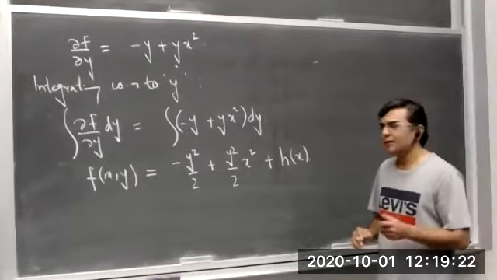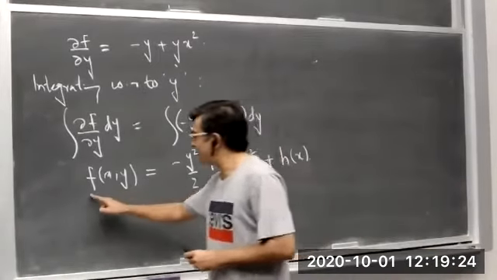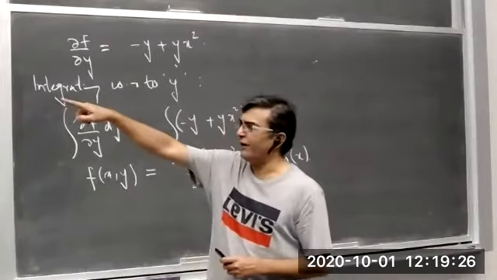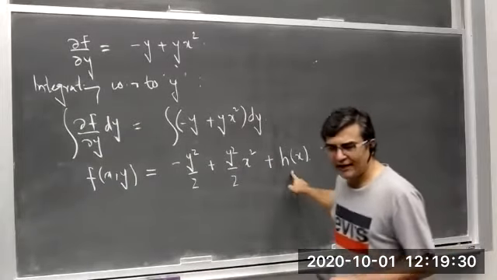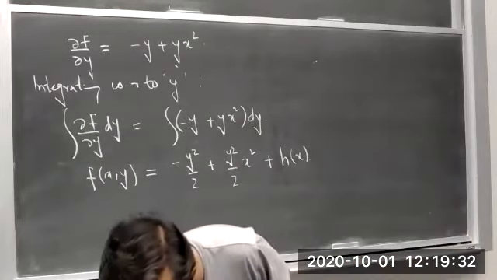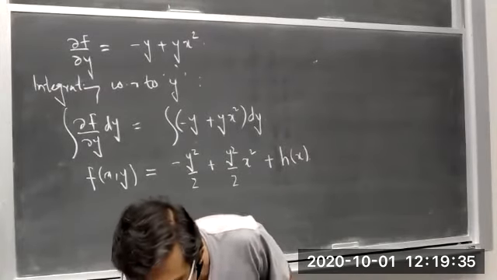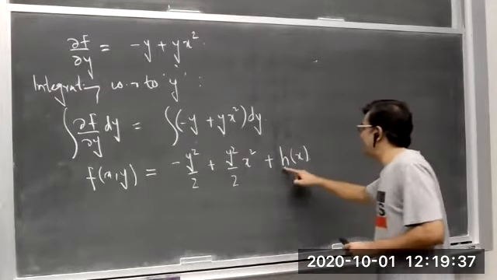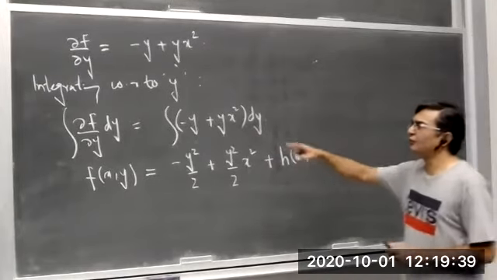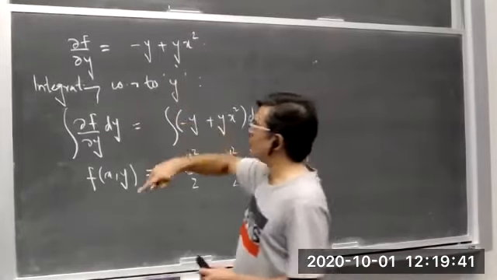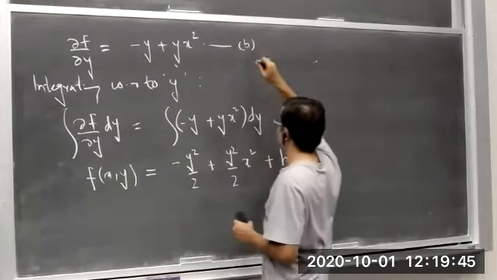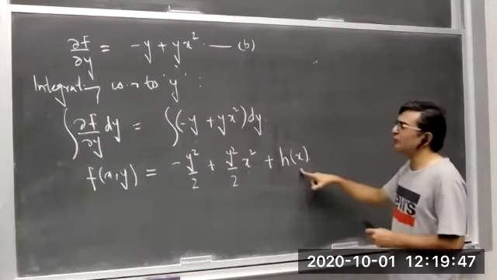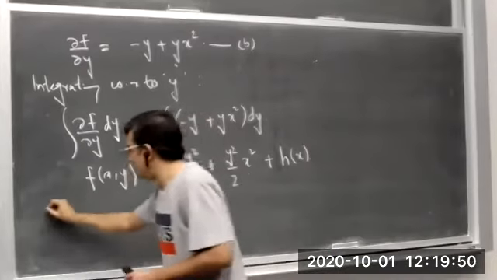ठीक है, so now we have this function f of xy which was required. We have to find this, but one thing is unknown here, which is h of x. Now we need to find this h of x. How can we find this h of x? We will use the equation. We started with the equation B. This was our equation B. Now in order to find this function, we will use equation A.